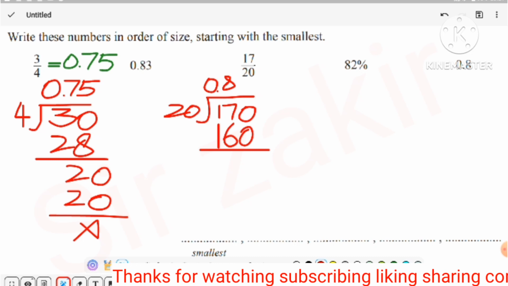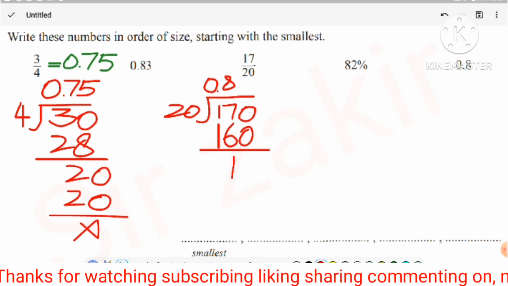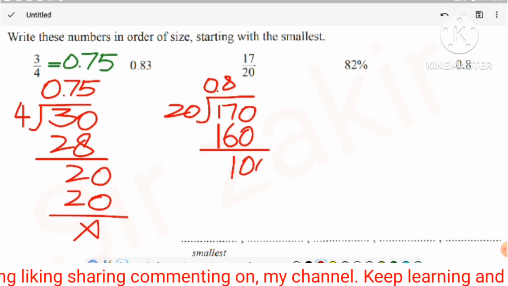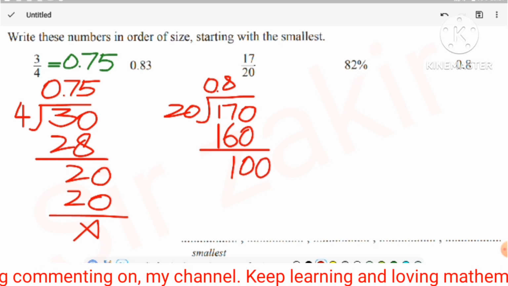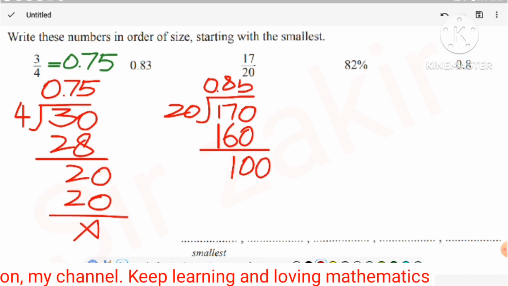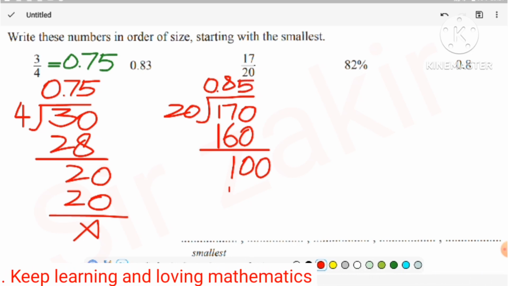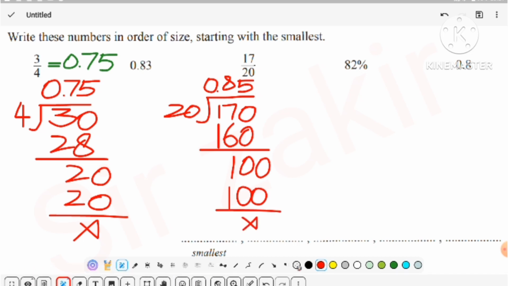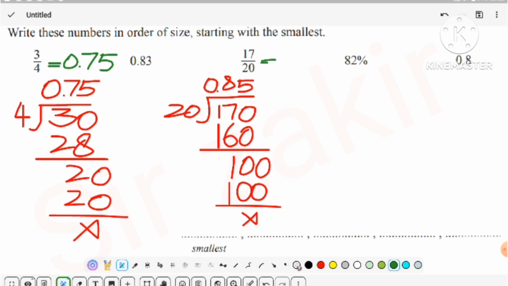It needs to be smaller also. So 160 is closer to 170, smaller than that also. So subtraction gives us 10. 170 minus 160 is 10. We write another 0. And 20 multiplied by 5 will be 100. So then we see that 0. Division completes. This means 17 by 20 in decimal form is 0.85. Next is 82%. What does 82% mean?